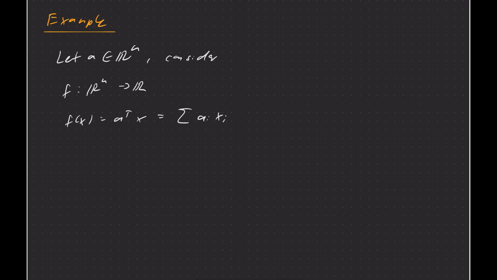We're just going to see the most simple multivariate linear function, and that is just taking a scalar product of a fixed vector and the input vector. So let A be a vector in R to the n, and we will consider the function f from R^n to R, defined as f of x equals A transposed x. So just the sum of the a_i x_i from 1 to n.